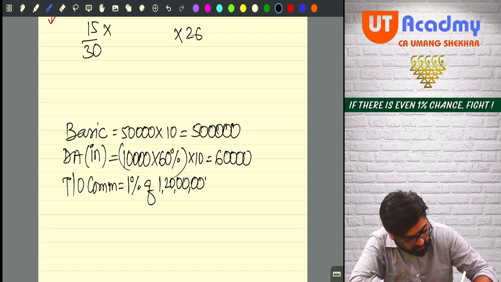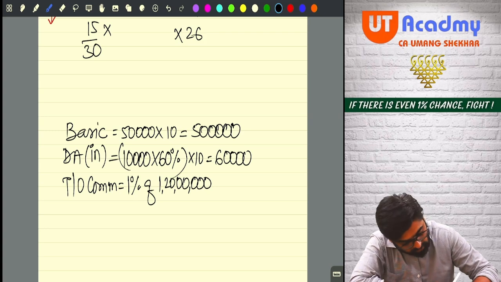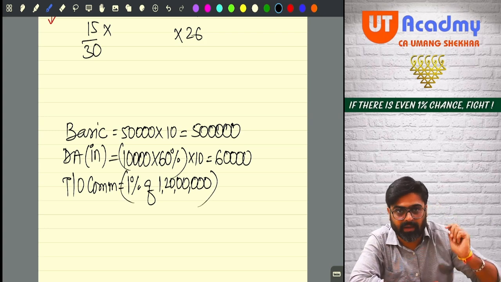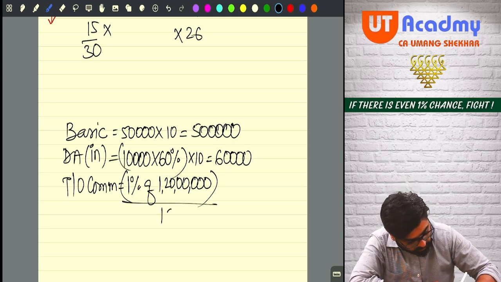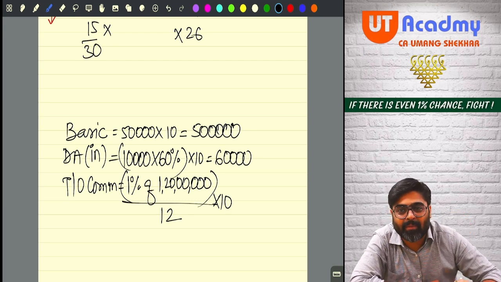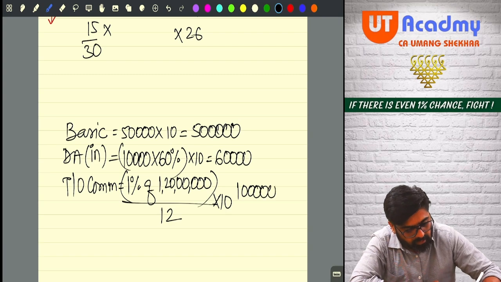Now tell me, this 1 crore 20 lakh is the turnover for the last 12 months. So whatever commission I will get, this will be for 12 months. So I will have to divide it by 12 and multiply by 10. Then only I will get 10 months commission. Getting my point? So this will be, if I am not wrong, 1 lakh rupees.